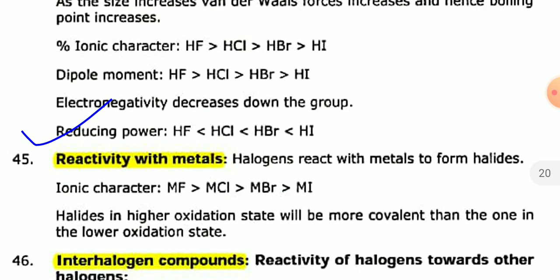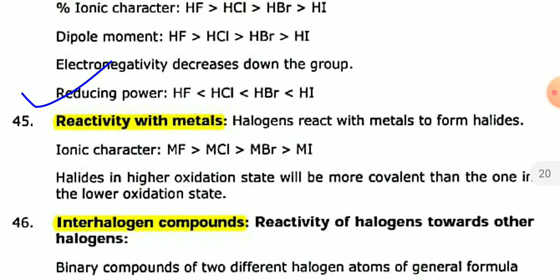And you have to read percentage of ionic character, dipole moment, and reducing character. The reducing character order of different hydrogen halides is HF less than HCl less than HBr less than HI. This is the reducing power. The reducing power of HI is maximum.